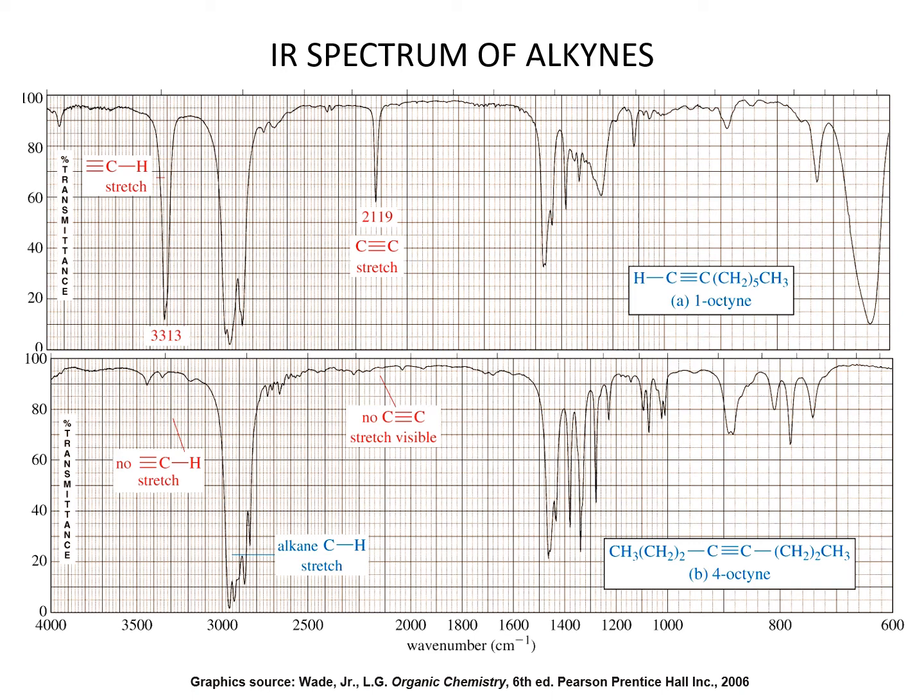So in the above one, it's an example for terminal alkyne, which is 1-octyne, and you can clearly see that we have this kind of vinyl hydrogen or alkyne C-H having absorption at 3313, whereas there is no such carbon-hydrogen stretch in the middle alkyne. I mean, there is no such significant peak occurring in 4-octyne, which is presented as an example for middle alkyne.